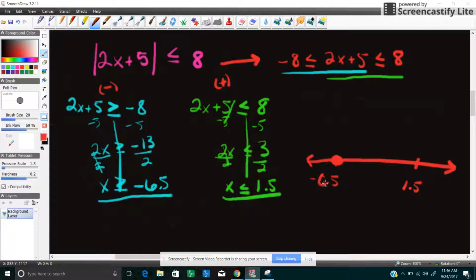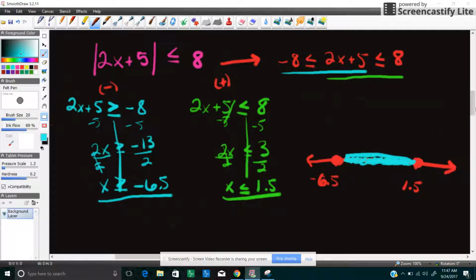Okay, and we're going to see if our answer looks correct. Both of them are closed circles. We have x is greater than or equal to negative 6.5, so we'd be shading somewhere in here. And x is less than 1.5, so we'd be shading somewhere in here. So this graph does fall into what a conjunction should look like. Remember, a conjunction should be all the numbers between two numbers, which means that our solution set is correct.